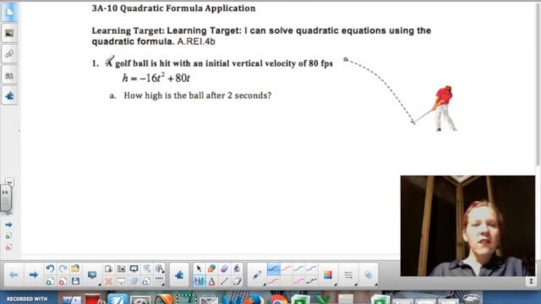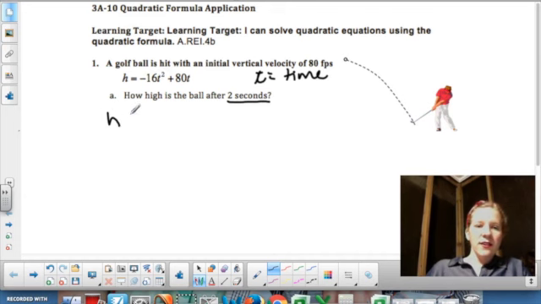This time a golf ball is hit with an initial velocity of 80 feet per second, and we gave you the formula so you don't have to worry about plugging anything in as far as initial velocity and all of that stuff. The first thing we want to know is how high is the ball after 2 seconds? Well, remember that in this problem, t represents time. So if we want to know 2 seconds, then all we have to do is plug 2 in for that t.